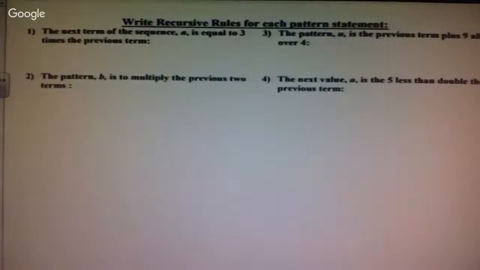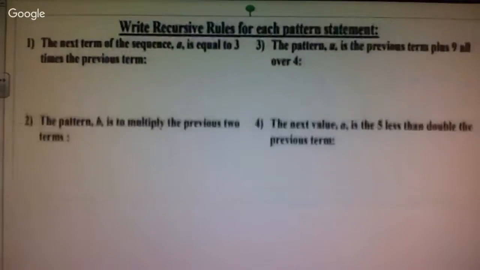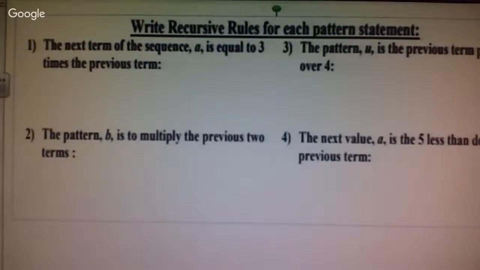All right. Let's see if we can write some from words. It's not technically word problems. You're just setting up the equation. You're not doing anything with it. So they want to find the next term in the sequence. So they want to find a sub n.